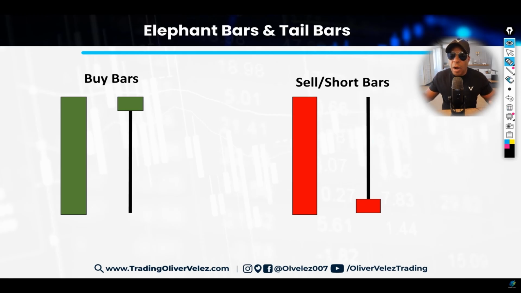So these two bars are very meaningful in the markets, and you need to become an expert not only at identifying them, you've got to become an expert at playing them.